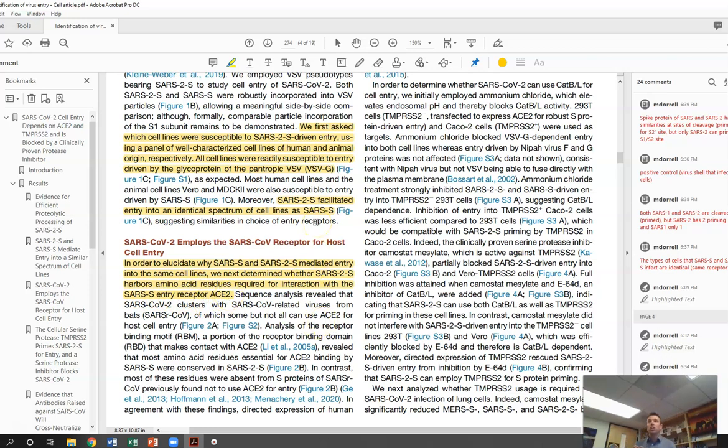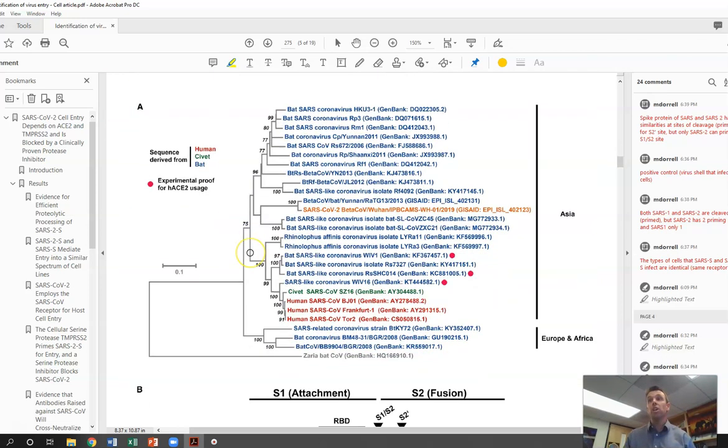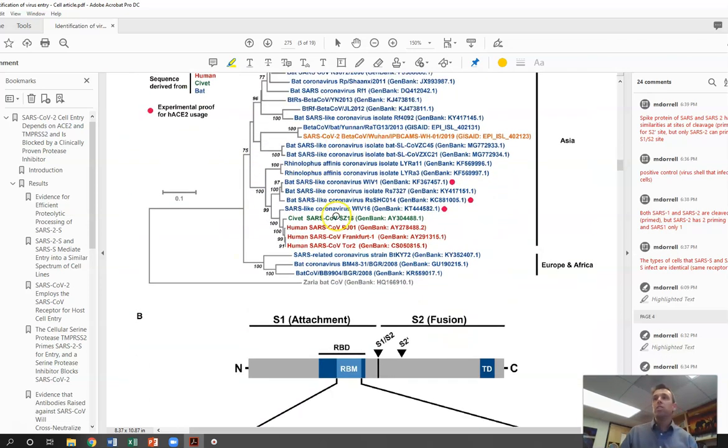So that's a transition. From figure 1, they now know that this new SARS virus infects the same cells as one of the original ones. So they now want to find out if the spike protein is similar at key spots that allowed the original one to bind to ACE2. Could ACE2 also be the receptor for the new one? So that leads to figure 2.